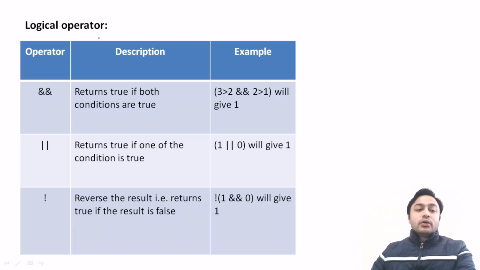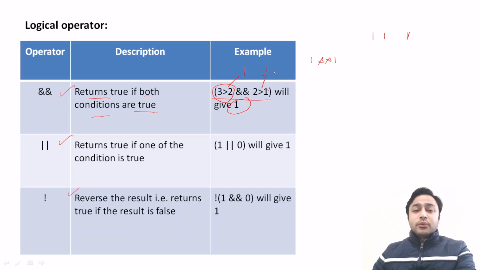In the case of logical operators, these are the AND operator, logical OR and logical NOT. The AND operator will return true if both conditions are true. Suppose this is a condition, 3 greater than 2. This condition will be checked, and it is true, so the value will be 1. Again this condition will be checked, and here the value will be 1. So 1 and 1 will give you 1 in the case of AND, so the final value will be 1.